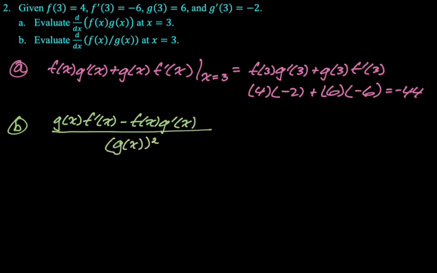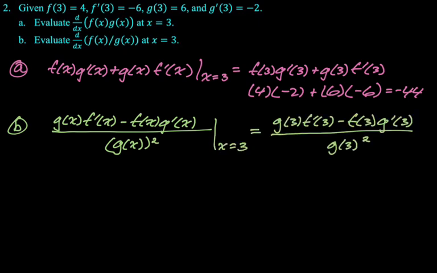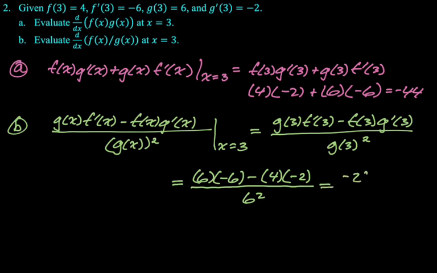All right, now we have to evaluate this at 3. I'm not going to make you watch me do that step, so I've replaced every x with a 3. Then we just fill in the values. So we're going to get 6 times negative 6 minus 4 times negative 2 all over 6 squared. So that gives us negative 36 plus 8, which is negative 28 divided by 36. Both of those are multiples of 4, so divide out the 4. So I get negative 7/9 as my final answer.